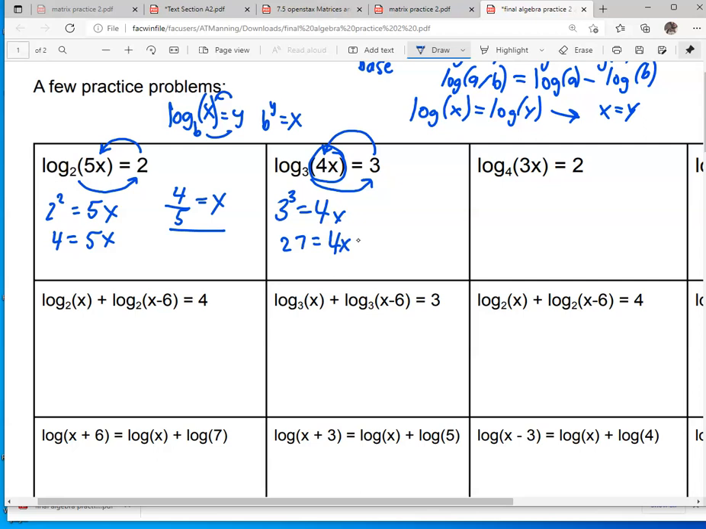And just divide both sides by 4 to get x by itself. 27 fourths equals x. And I can't simplify that. If they asked for decimals, I could put that in my calculator. But this is as reduced a fraction as I can get, because 27 is odd, and 4 does not go into 27 an even number of times.